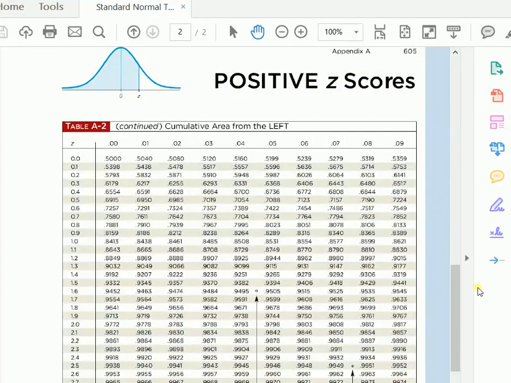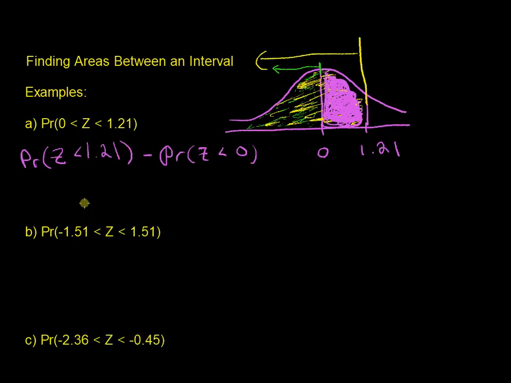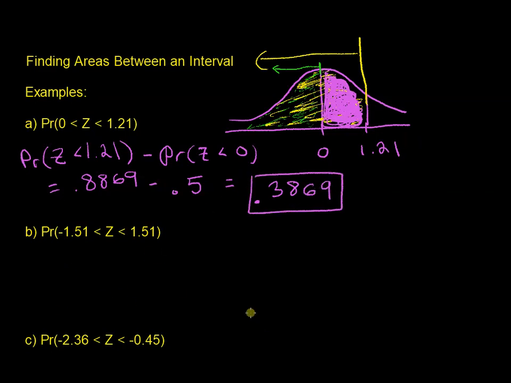All right, so let's do it. Let's look up 1.21. That is 0.8869. Okay, 0.8869, and then subtract off the probability that Z is less than 0, that's 0.5. Okay, so you'll get the area 0.3869, and that's your answer. All right, let's do another one.